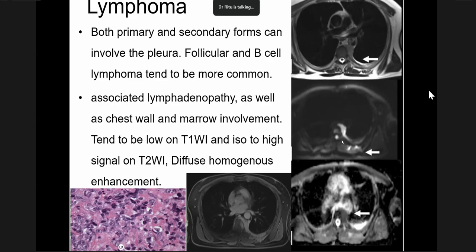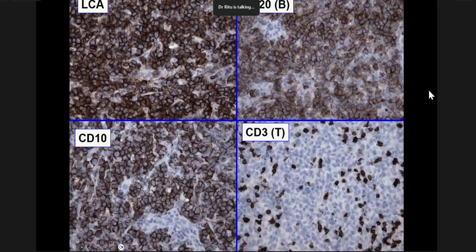And you can see here ADC maps and high B value maps also showing you a marrow abnormality within the bone as well, and then pleural tumor, and then there's chest wall invasion, which is much more subtle on the other images, much easier to see on the post-contrast images and the high B value images. Lymphoma tends to show diffuse soft tissue enhancement.